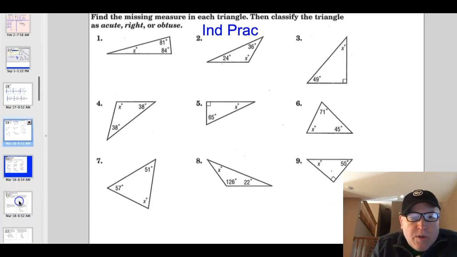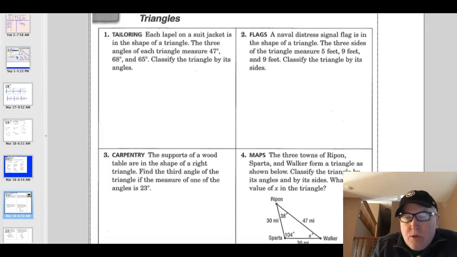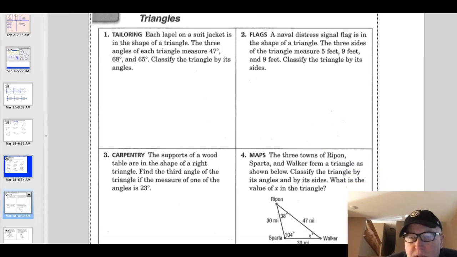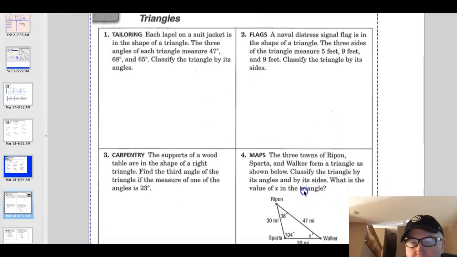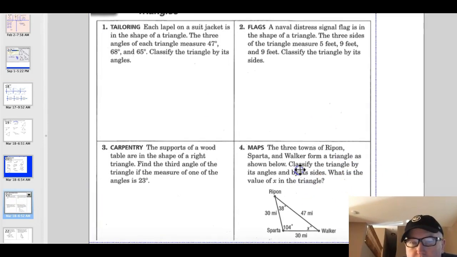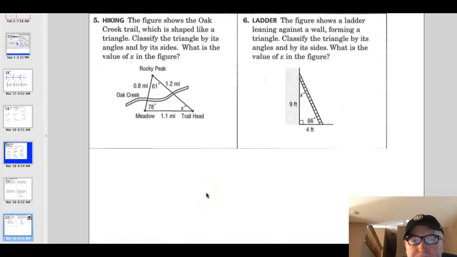Or you can do these word problems right here. Let me just scroll myself down. Move that up just a touch. You can do these 4, and 2 more. Just go ahead and do one of those right now, and then we'll correct them.